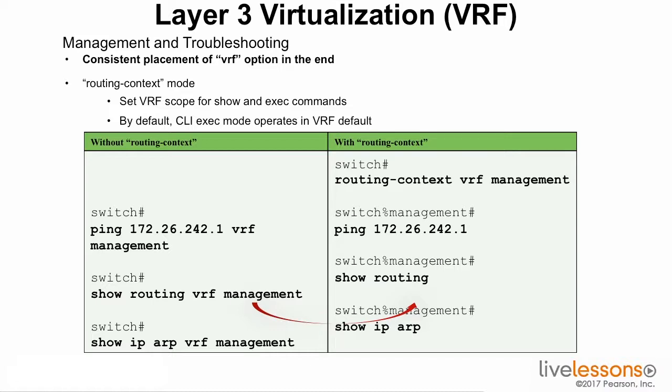So if you are just using the default CLI, you must specify which VRF you want to perform the command in. For instance, if you want to ping out of the management interface, you have to specify the IP address you would like to ping and then the VRF management. If you'd like to see the routing table or the ARP table, the same rules apply. However, on the right-hand side, if you'll notice, we can set the routing context to VRF management. And then every command we run, the switch will assume that we want to use VRF management.